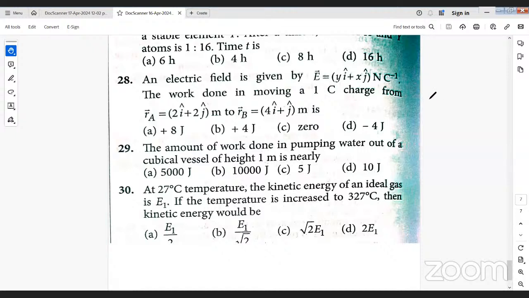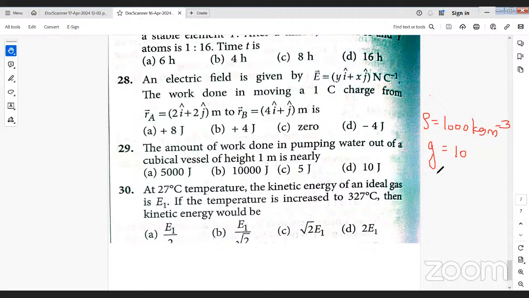So see, the work done is equal to... it is a cubical vessel, and they have given the height as 1 meter, and it is pumping out the water. So the water density will be 1000. Always remember the density of water is 1000 kg per meter cube. Acceleration due to gravity, you can take as 10.